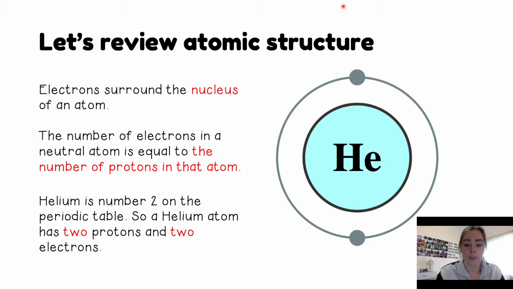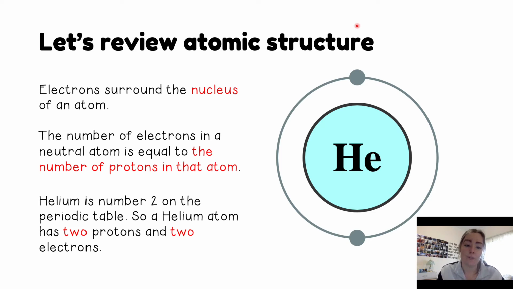You should remember from previous lessons that electrons surround the nucleus of the atom. In this diagram here, we've got an electron here and the nucleus of the atom here. These two electrons just rotate around that nucleus.